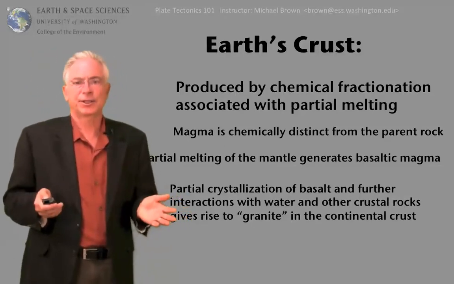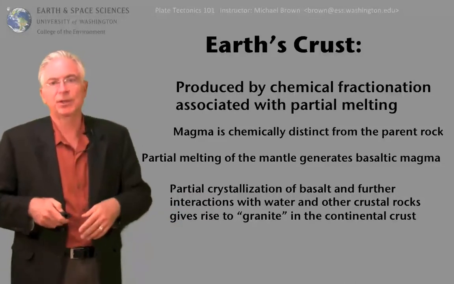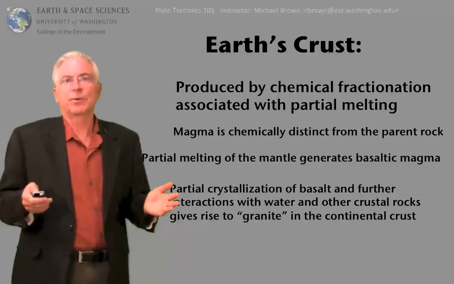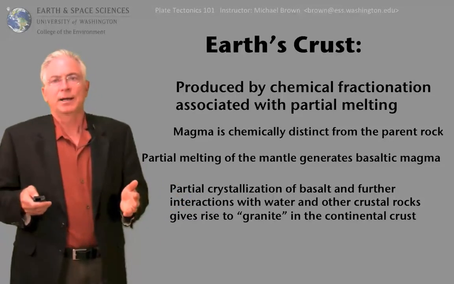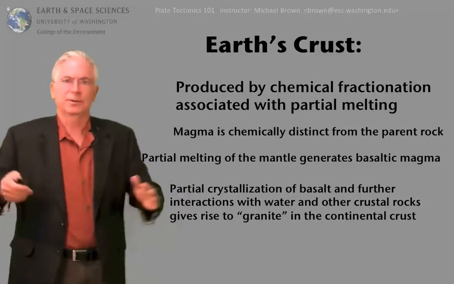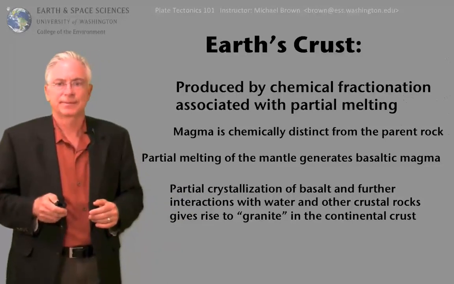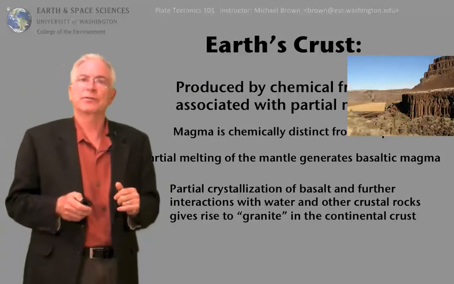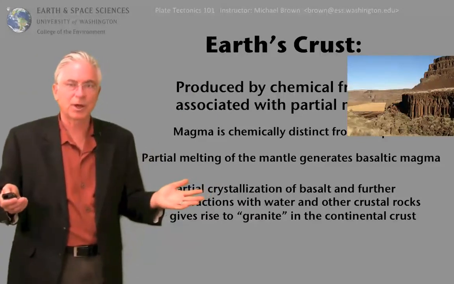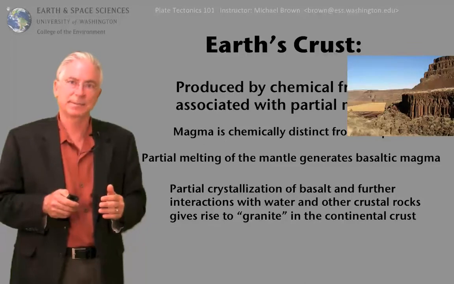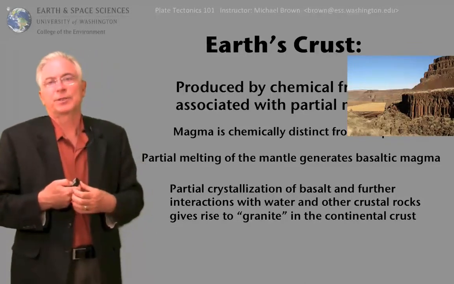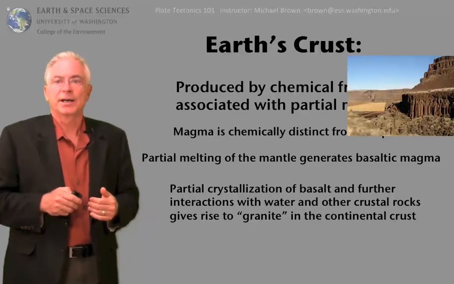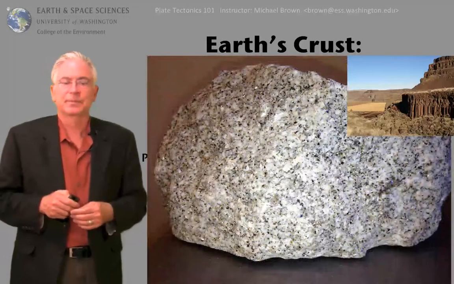Then a further fractionation, partial crystallization of the basalt, further processing in the presence of water and other crustal rocks leads to rock types that are generically called granites. Let's look at this picture here. Up there, that's a picture of basalt flows. It's a ubiquitous rock type. You can go all over the world and see basalt. Basalt, when it flows out on the Earth's surface, typically cools and has the columnar structures that you see here.